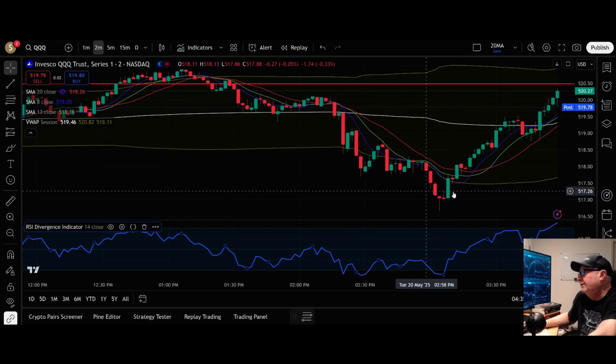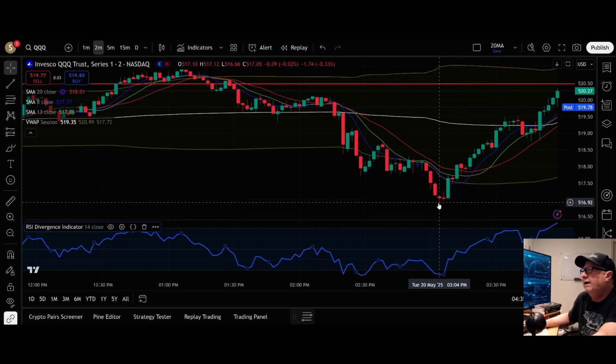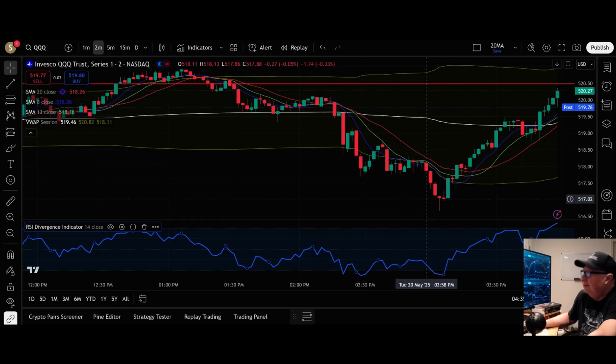So that's it for me. That's again some of the trades I took today. Give you an idea of what I'm looking at when I'm trading. I hope it's helpful to you.